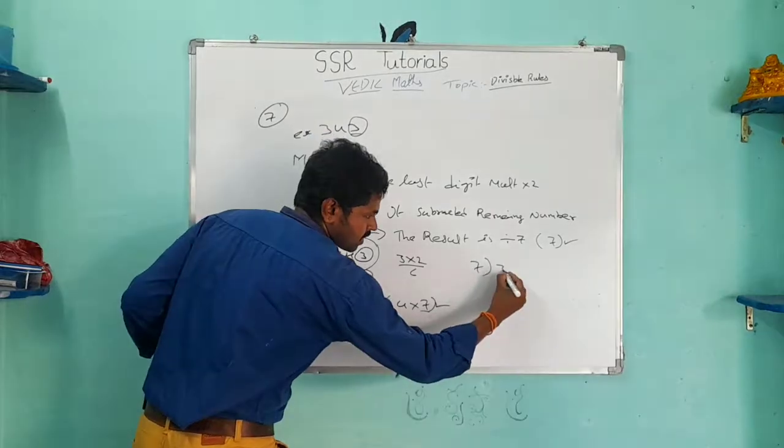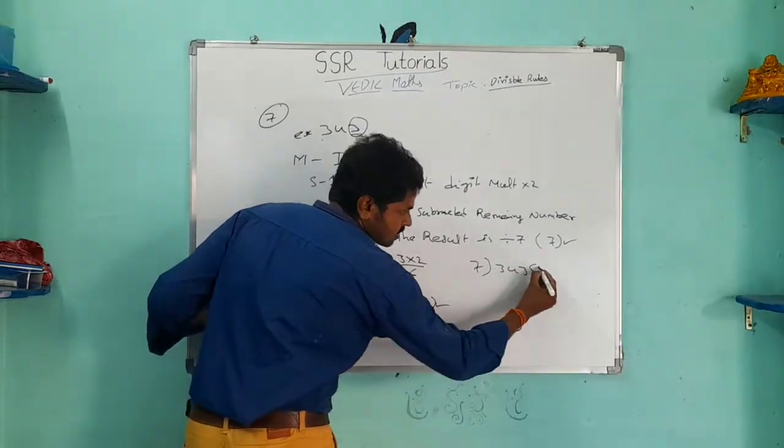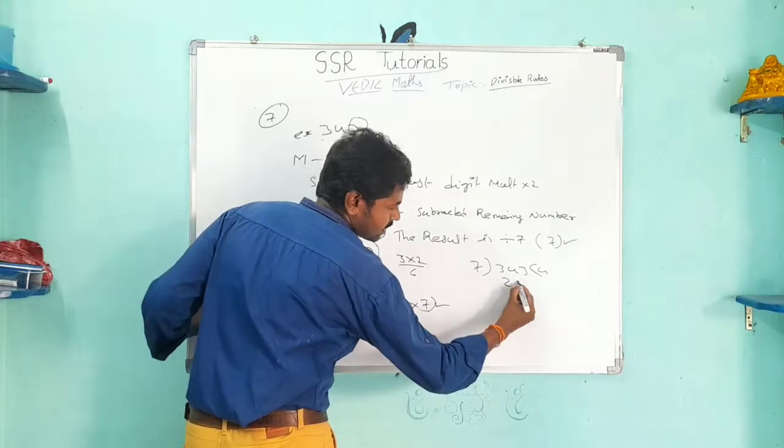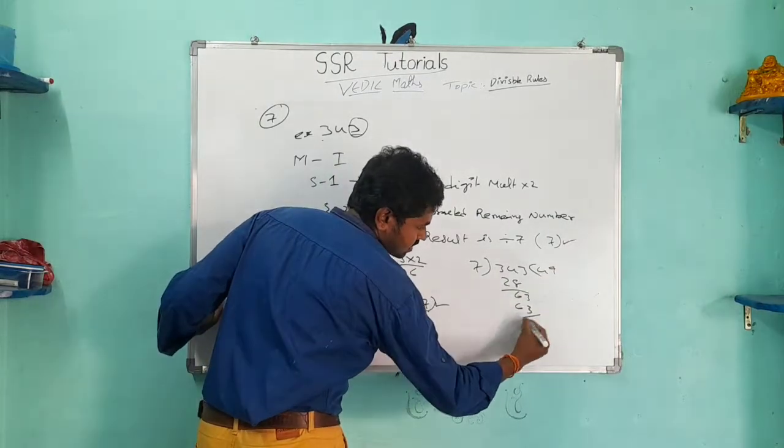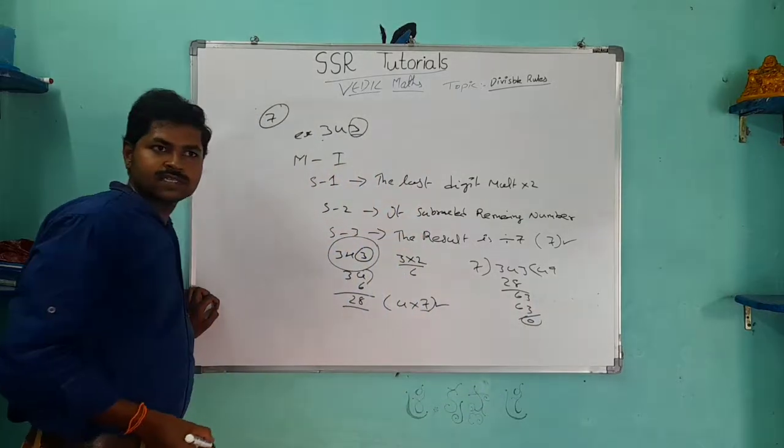Check it: 343. 7 times 4 is 28, and 7 times 9 is 63. This is method 1.